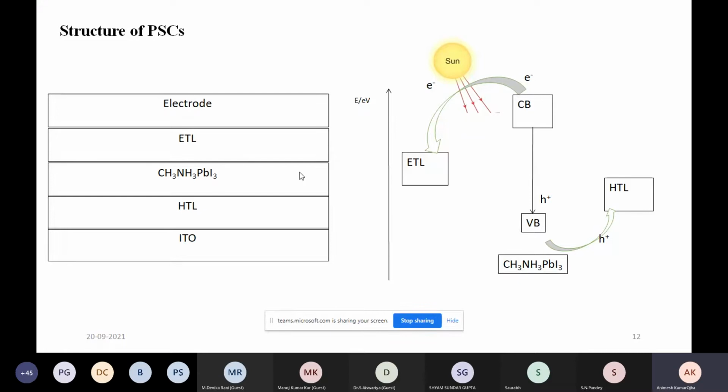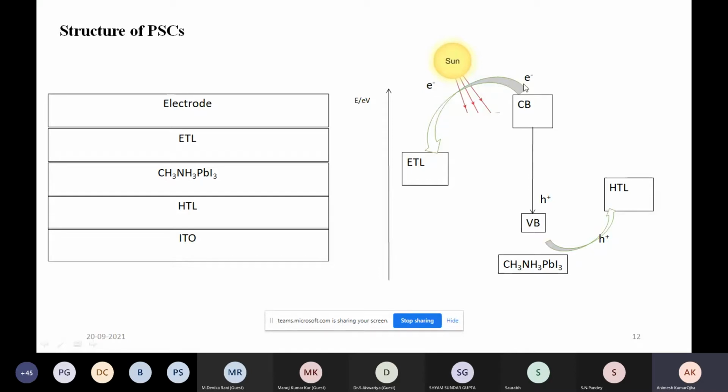The mechanism is understood by this second diagram, where you have incident sunlight, and then what sunlight does, this light is absorbed by the perovskite CH3NH3PbI3, and then as the photon is absorbed, the electron hole pair is generated.